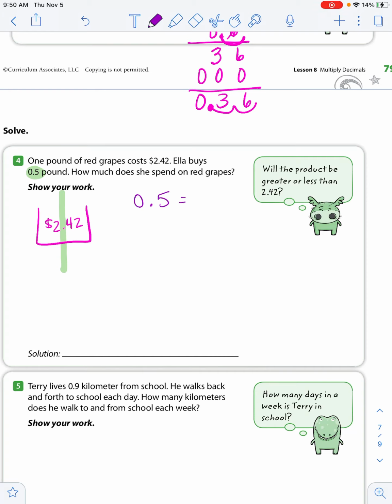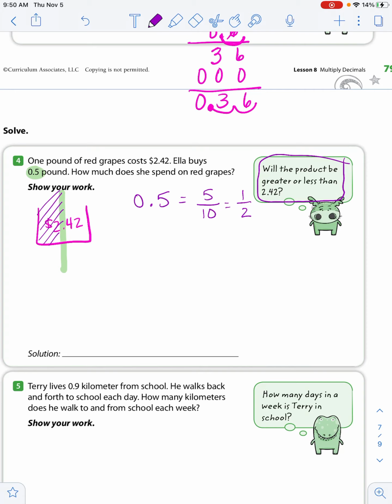Remember, 0.5 is the same as 5/10. 5/10 is the same as 1/2. So she only wanted a half of that pound of grapes. How much does she spend on red grapes? Will the product be greater or less than $2.42? It's going to be less because she doesn't want the whole pound. She only wants to have half of that.